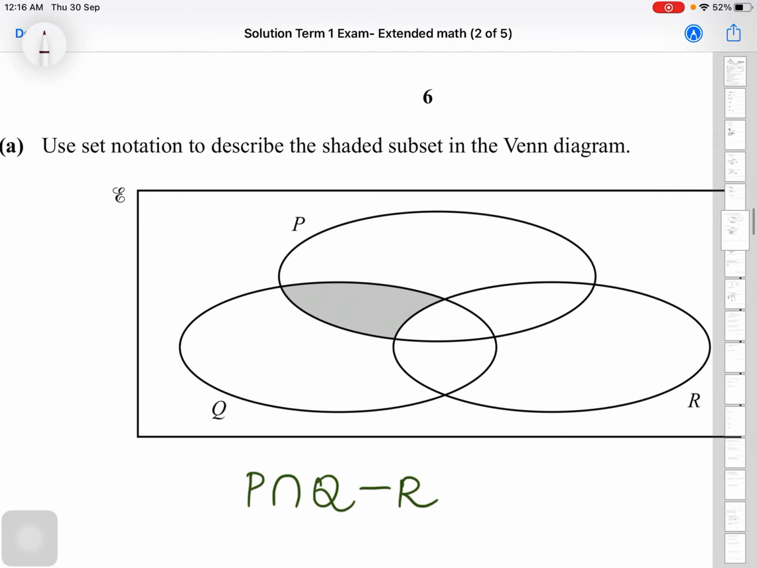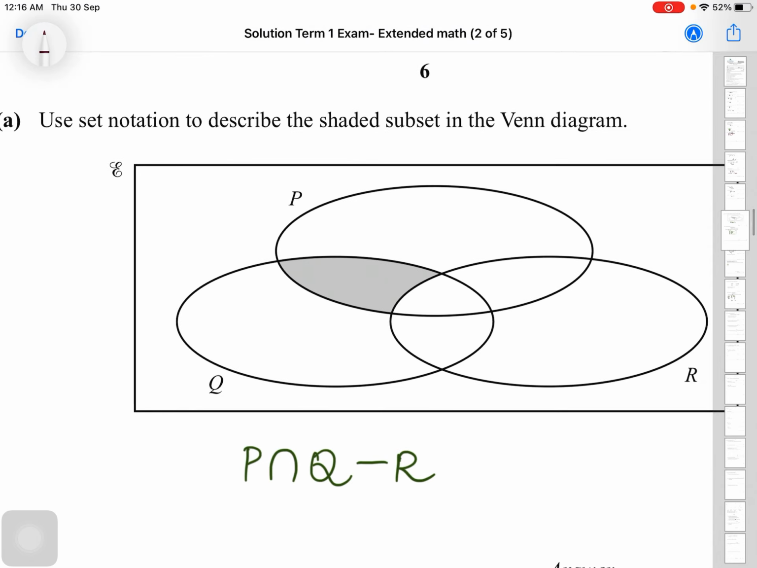Use set notation to describe the shaded subset in the Venn diagram. Had this gone further, this entire dotted zone would be P intersection Q. But this white zone has to be taken off, which means take off the set of R. So whatever portion is lying in this white portion will be out. Only the shaded portion will be left. So P intersection Q minus R is the answer.